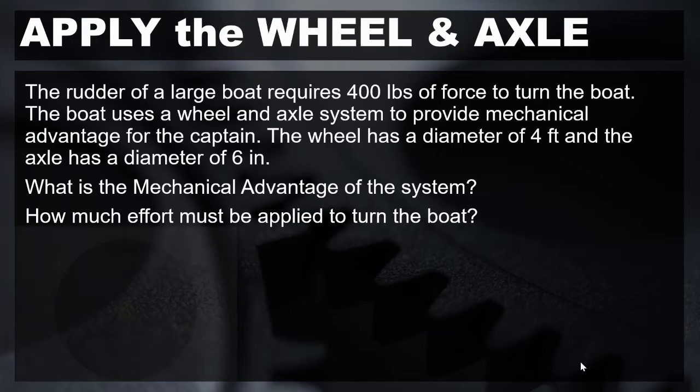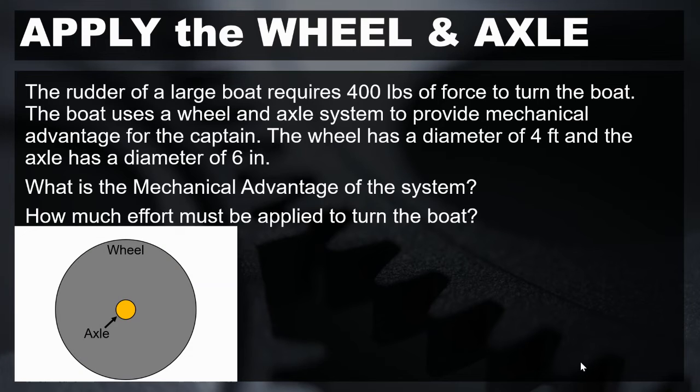To begin with, we start with a diagram. We're going to draw a wheel and axle that rotate together. In this case, the captain is applying his effort to the wheel. The load is going to be applied to the axle to move the rudder. In this case, it takes 400 pounds of force to move that rudder.